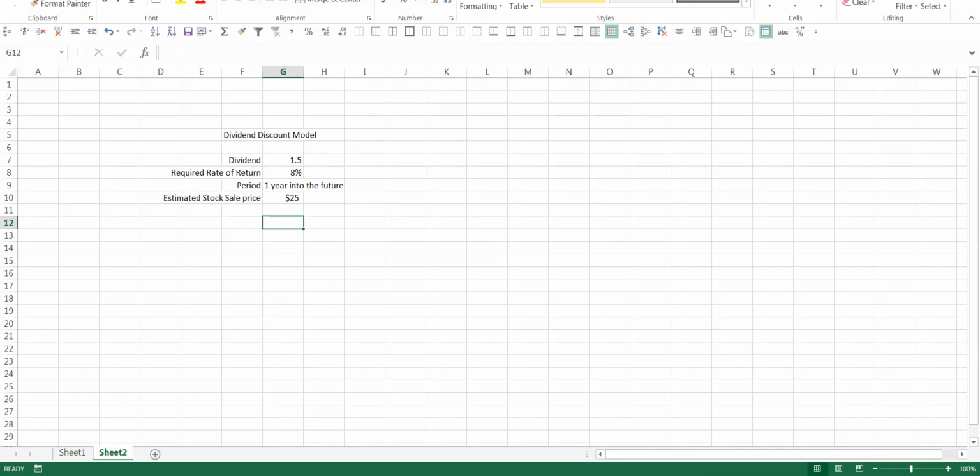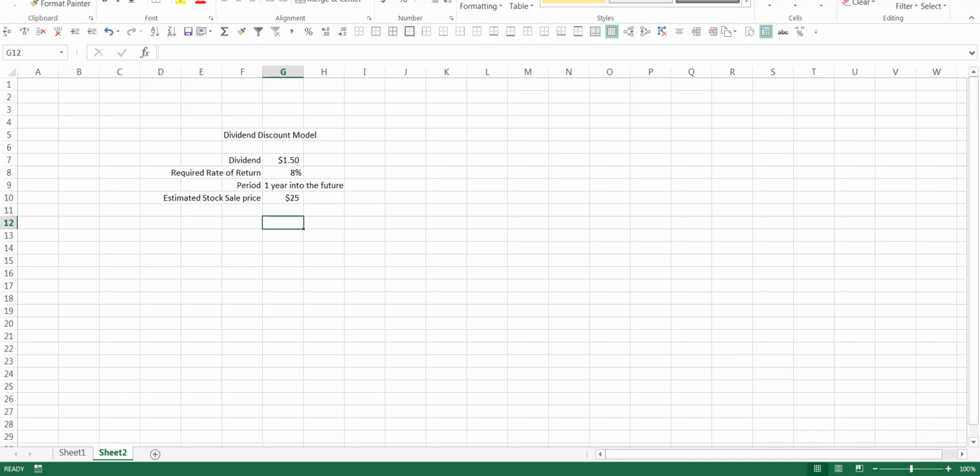Dividend discount model. So let's assume we get a dividend of $1.50. Got a required rate of return of 8%. We're looking 1 year into the future, and the estimated selling stock price in 1 year is 25 bucks.